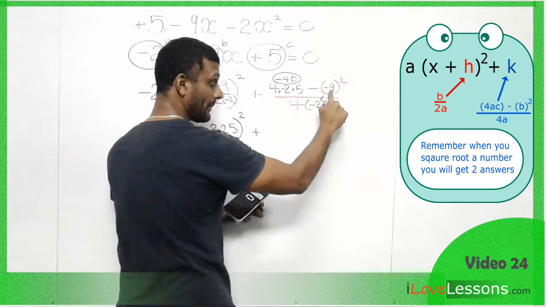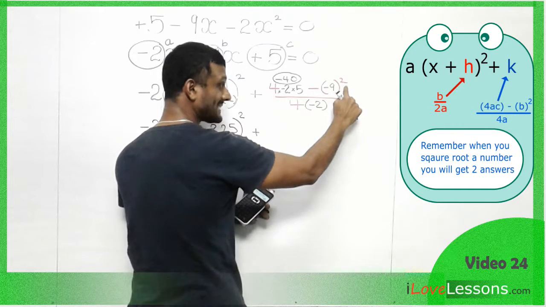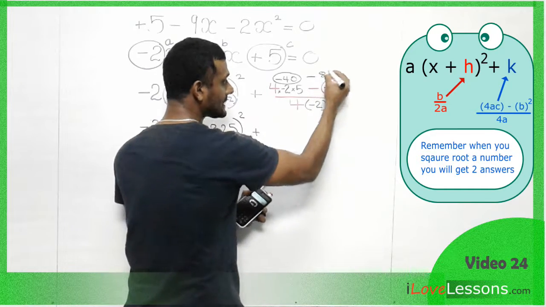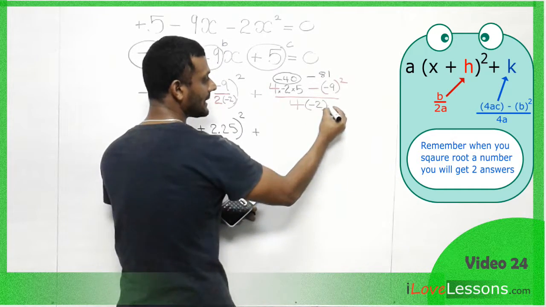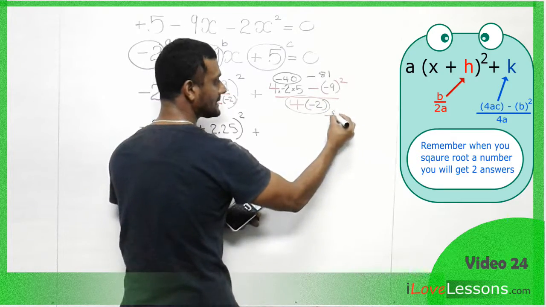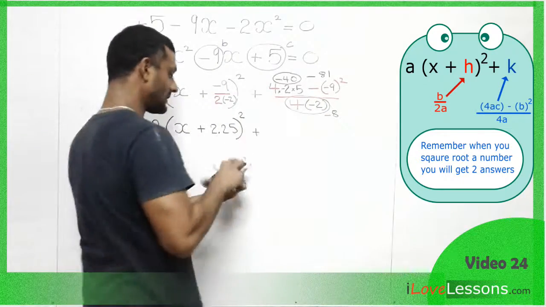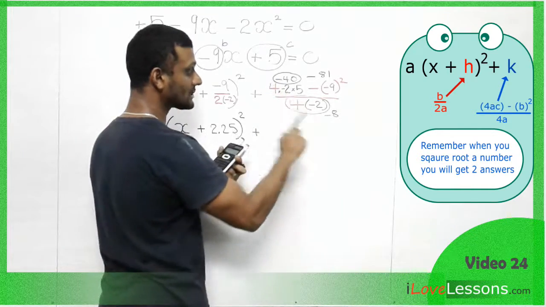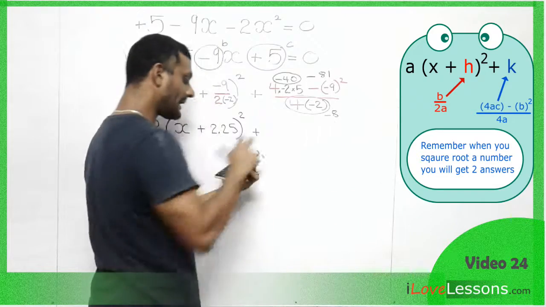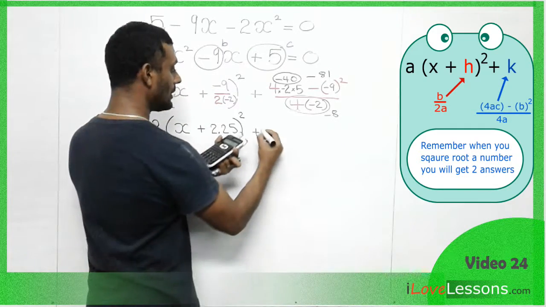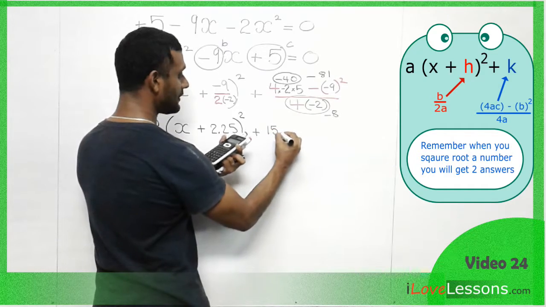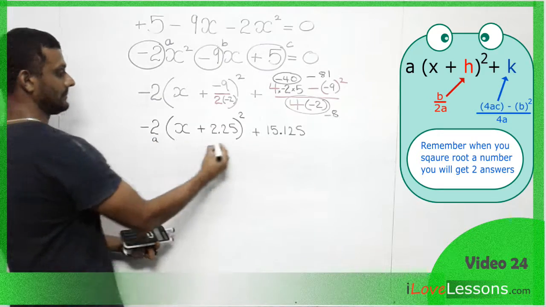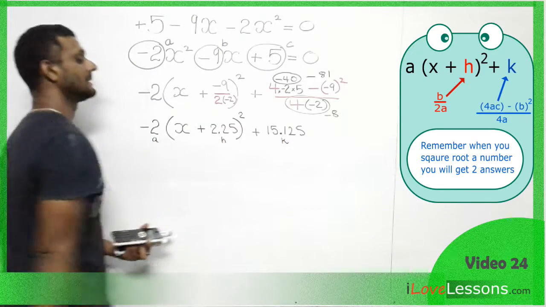When we work this out, remember I said -9 squared is positive 81. And what is waiting here? -9. So I will get -81. And 4 by -2 will give me -8. Let's work out the top. -40 minus 81 will give me -121. Divide by -8 will give me positive 15.125. So this is A, this is H, and this is K.